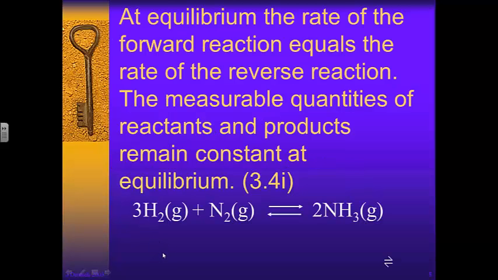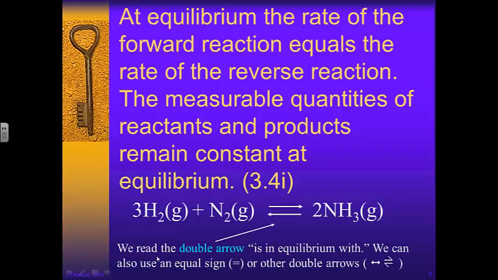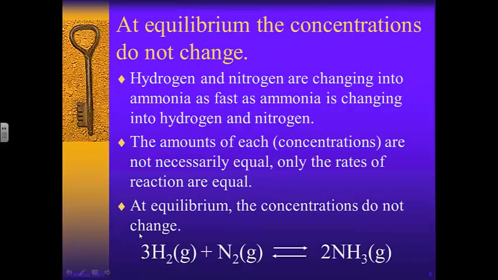At equilibrium, the rate of the forward reaction equals the rate of the reverse reaction. That is the only thing that is equal at equilibrium, the rate. The measurable quantities of the reactants and products remain constant at equilibrium. We read the double arrow as "is in equilibrium with." So a double arrow means that the products are in equilibrium with the reactants. We can also use an equal sign, and other forms of double arrows may look as such. At equilibrium, the concentrations do not change.